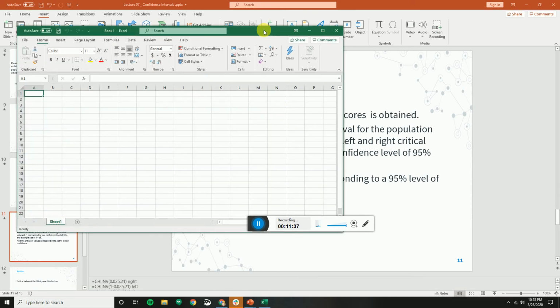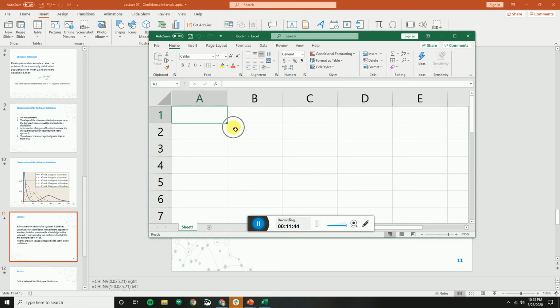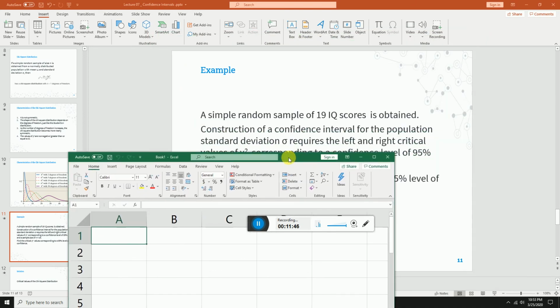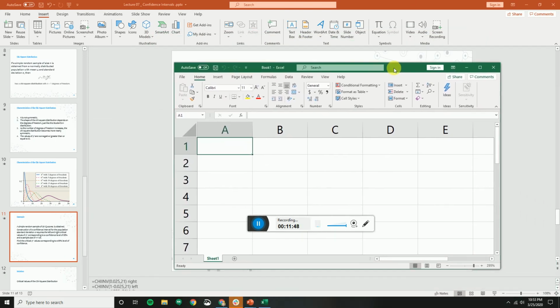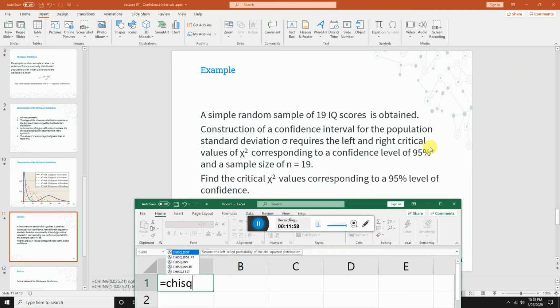When we were looking up values for the normal distribution, we said equals norm. When we were looking up values for the t distribution, we said equals t. And now we're looking up values for the chi-square distribution, so we're going to go with equals chi, chi squared SQ. Now, they've given us a percentage, which means that belongs on the inside of the graph.